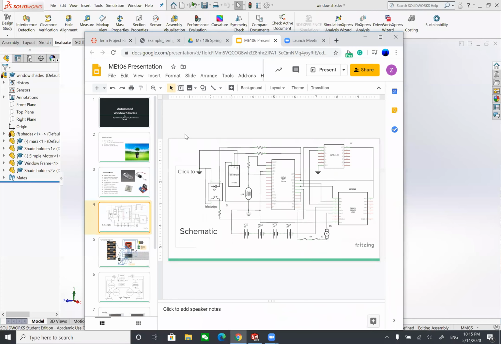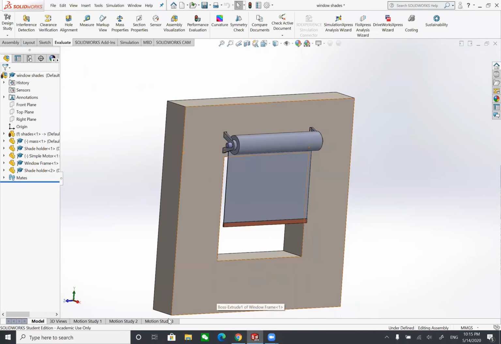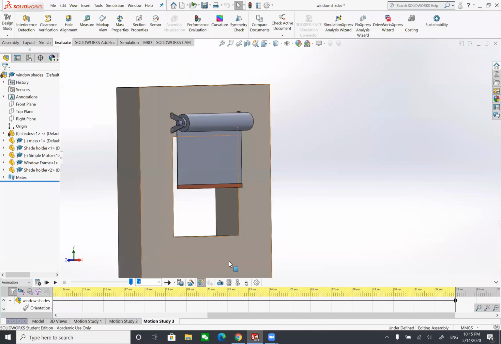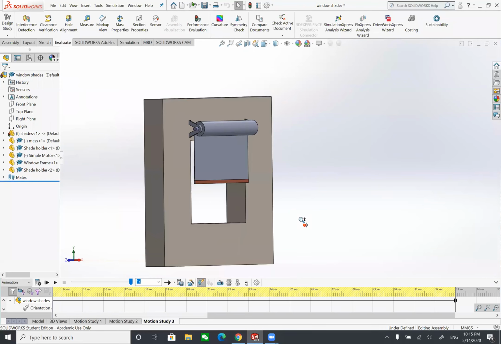So for the demo, unfortunately, we were not able to finish the hardware assembly due to the COVID-19 quarantine. All we can do is create an animation in SolidWorks to show how our design works. At the initial position, the system will display the current brightness in terms of the voltage. Then it will ask the user to input a desired brightness.